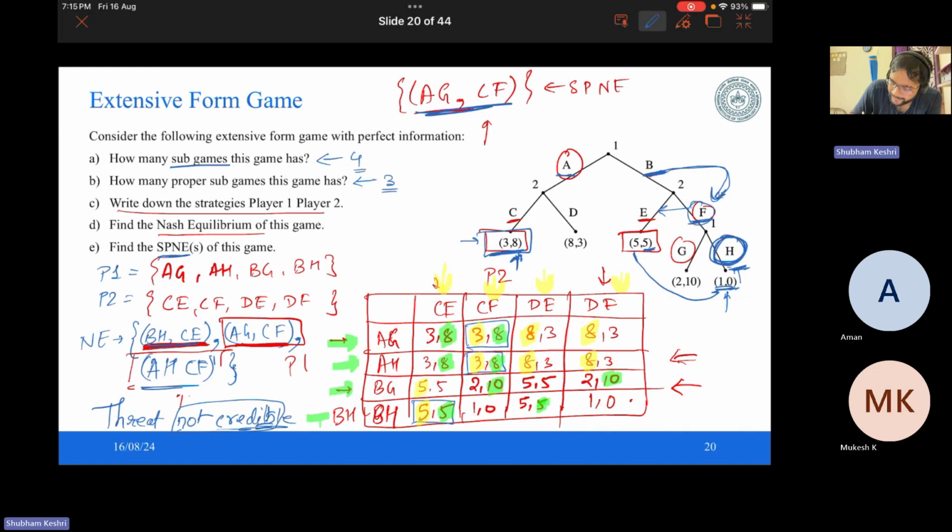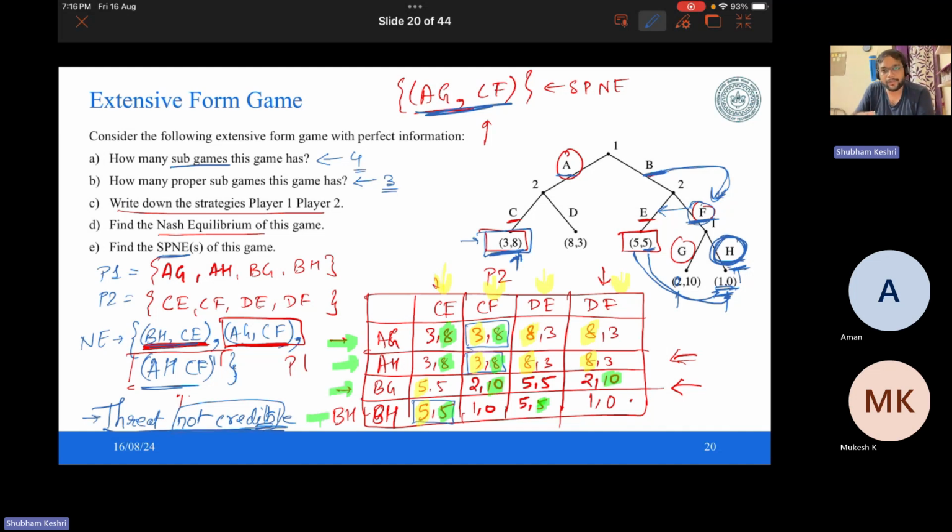So actually what is happening is player 1 is saying, if you play F, I will play H, and your utility will come down from 5 to 0. Even though technically when player 2 plays F, player 1 between G and H, if he plays G, he will get 2, greater than 1. So suppose in this case it was not 2, it was 0. Then this threat would have been credible. Then player 2 knows that if I play F, then player 1 will play H. So this threat is not credible, but in some cases it may become credible.